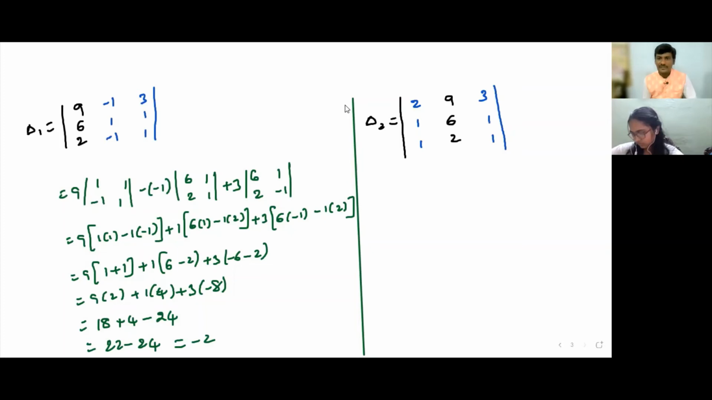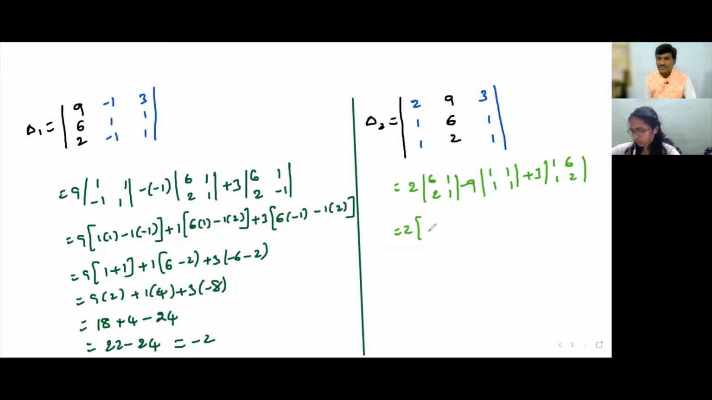Find the determinant of this. It is equal to 2 into the determinant after closing the row and column, that is 6 1 2 1, minus 9 into the determinant 1 1 1 1, and plus 3 into the determinant 1 6 1 2.